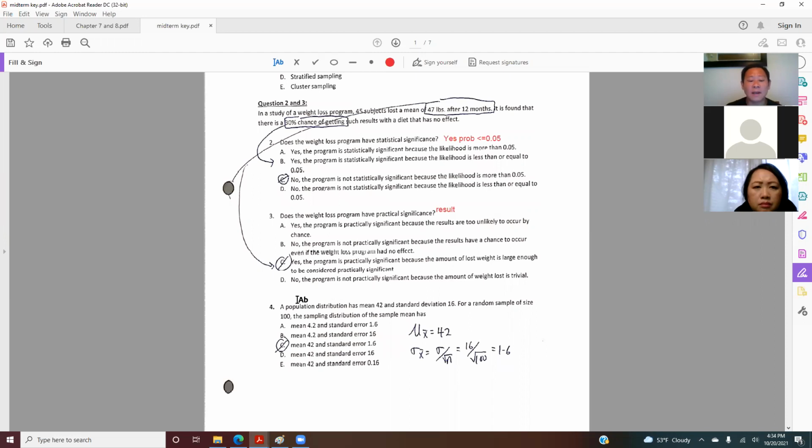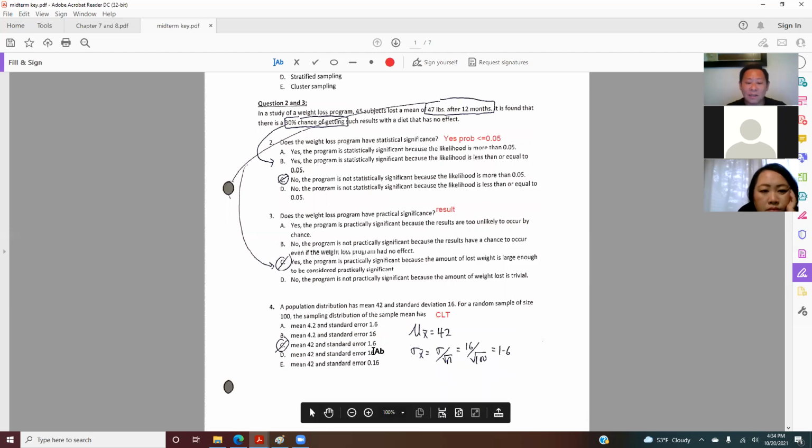Question 4 gives us the mean and the standard deviation, and we pick 100 people. So this is actually the central limit theorem. The central limit theorem says that the mean is still the mean, 42, but the standard error in this case is sigma over root n. There is a standard deviation of 16 and n is 100. So your answer in this case is 1.6. So it's 42 and 1.6. That is your answer for question 4.